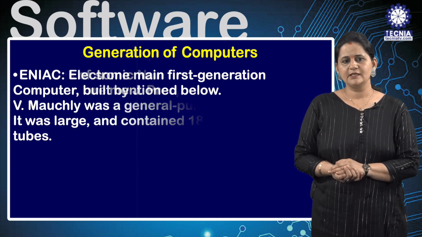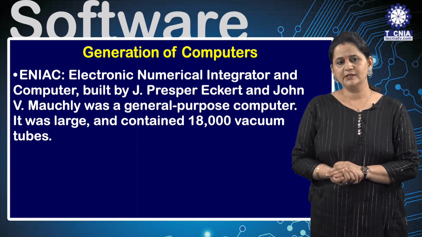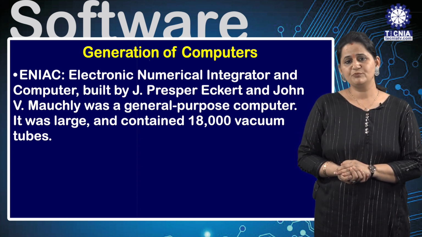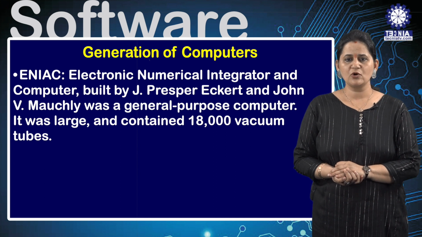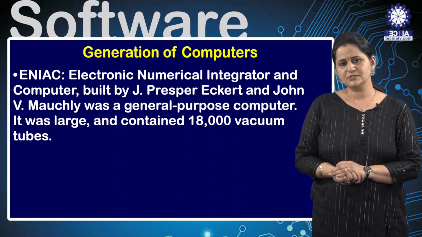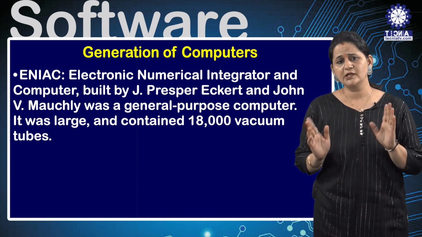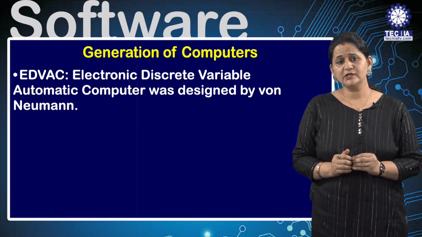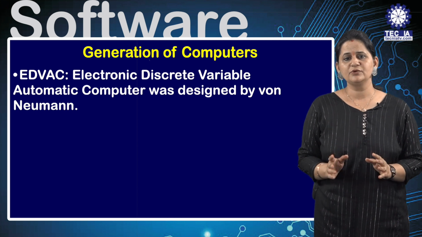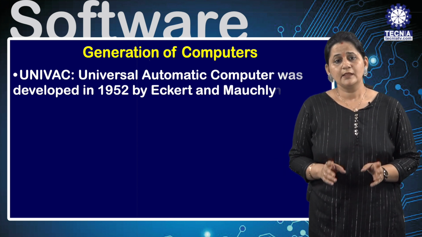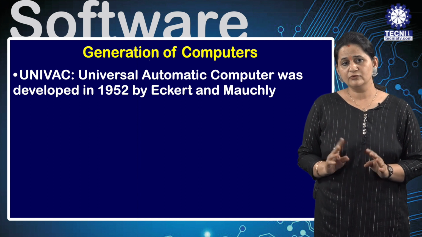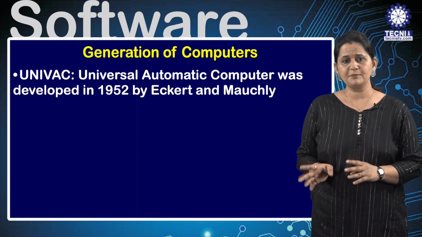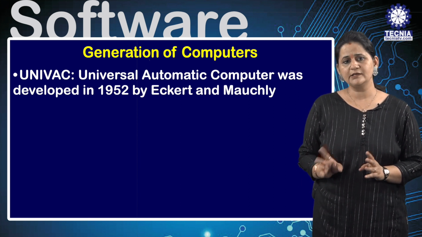First one is ENIAC, Electronic Numerical Integrator and Computer, that was built by J. Presper Eckert and John V. Mauchly. It was a general purpose computer. It was large and contained 18,000 vacuum tubes. EDVAC, Electronic Discrete Variable Automatic Computer, was designed by von Neumann. And third one is UNIVAC, Universal Automatic Computer, was developed in 1952 by Eckert and Mauchly.